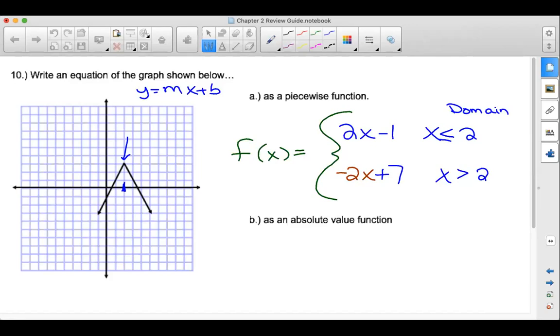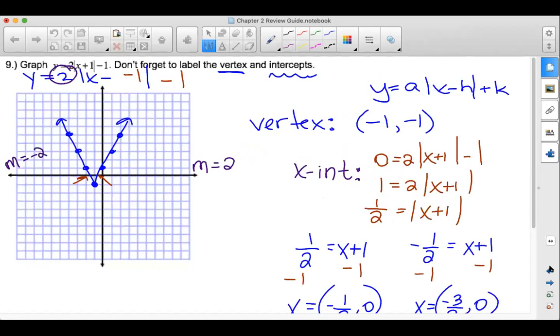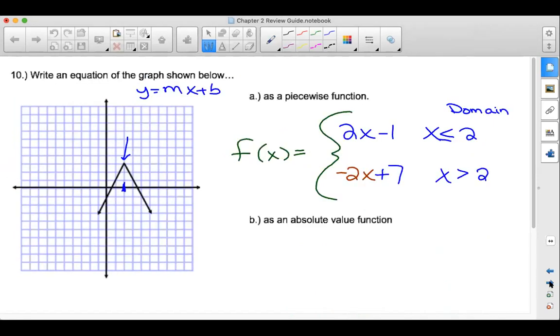The last part here says we need to write it as an absolute value function. So that's pretty much the equation we just looked at. Absolute value bars. So we need a vertex and we need the slope.